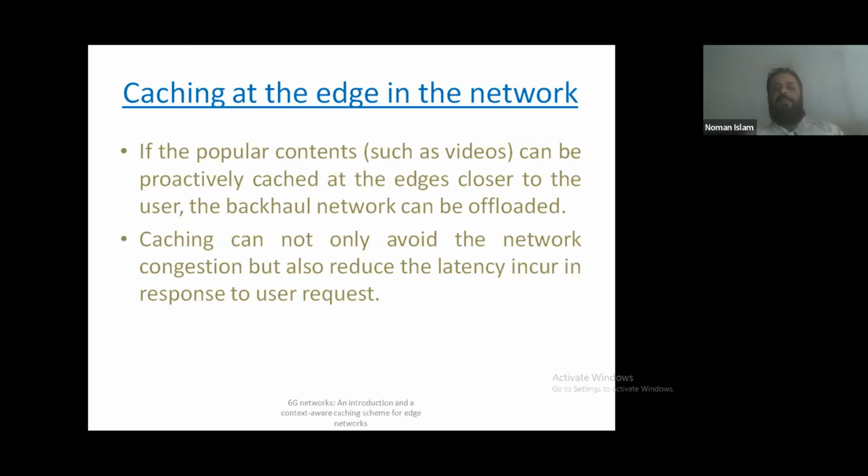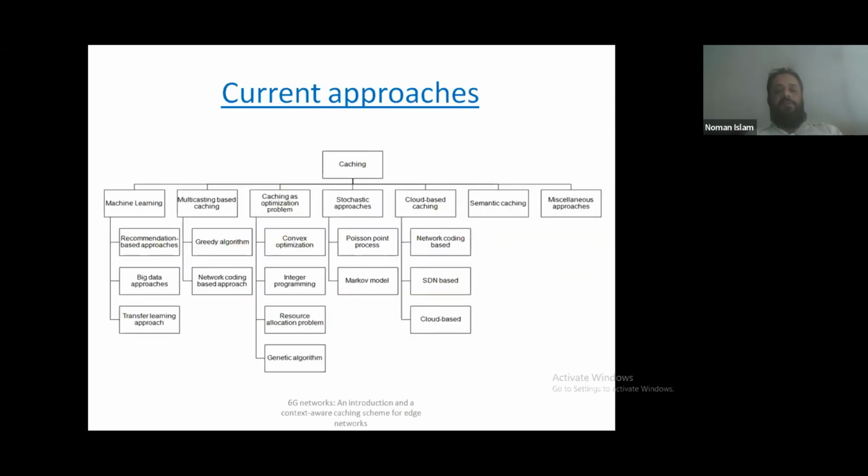So the request will not be required to travel over the network. So that is the concept. There are a number of caching solutions proposed in the literature. For example, machine learning has been used, transfer learning has been used, and there are multicasting based solutions. There is a solution based on operation research optimization, stochastic solutions, cloud based solutions. So all of these are available in literature.